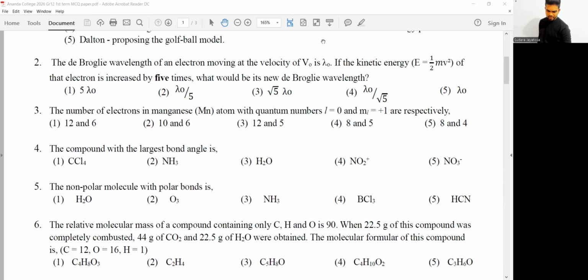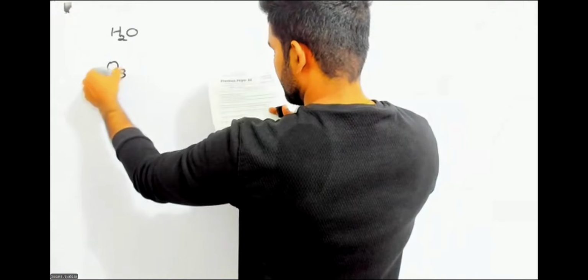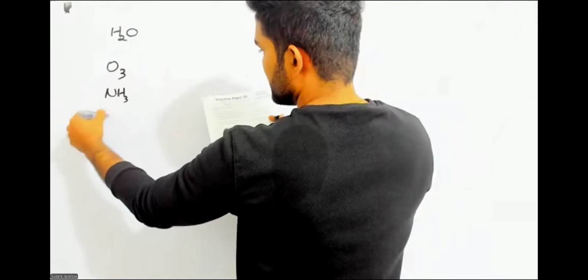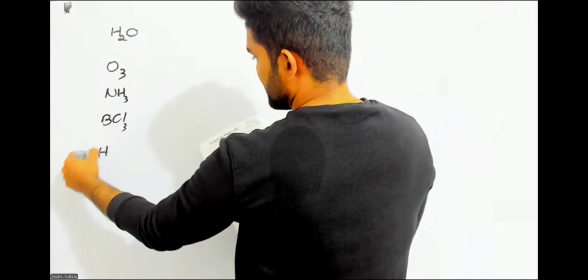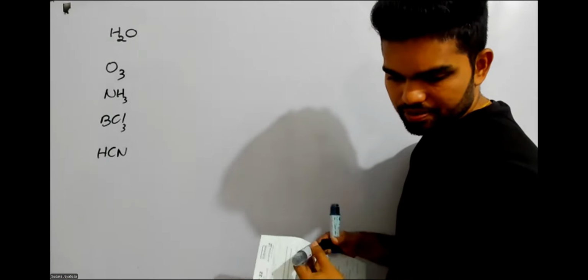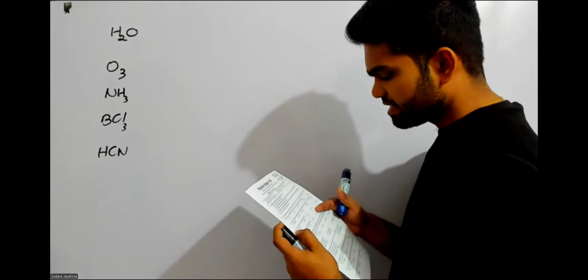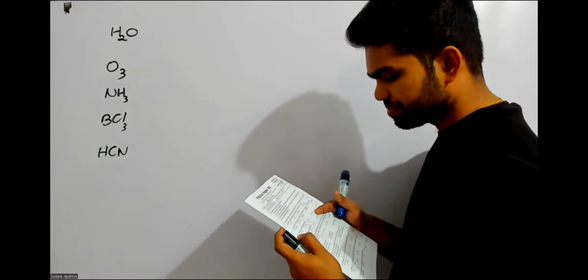We'll get the 5 structures and then discuss. So the 5 structures are water, O3, NH3, BCl3, and HCN. These are the 5 structures. For the earlier question, the answer is answer 4, NO2 plus.